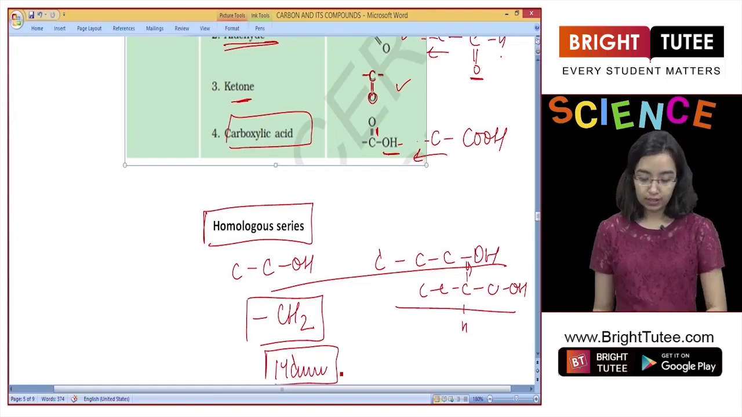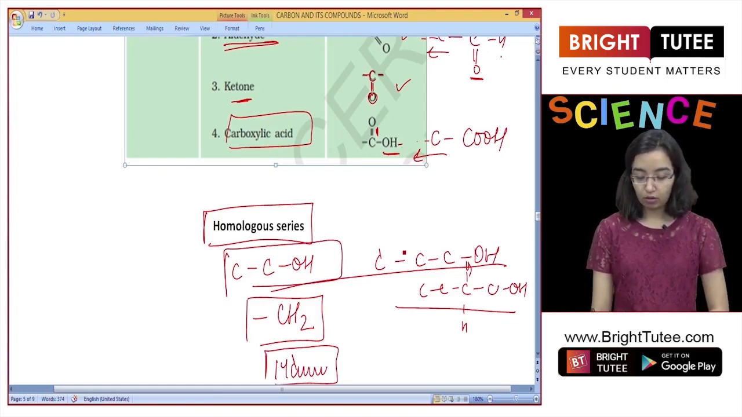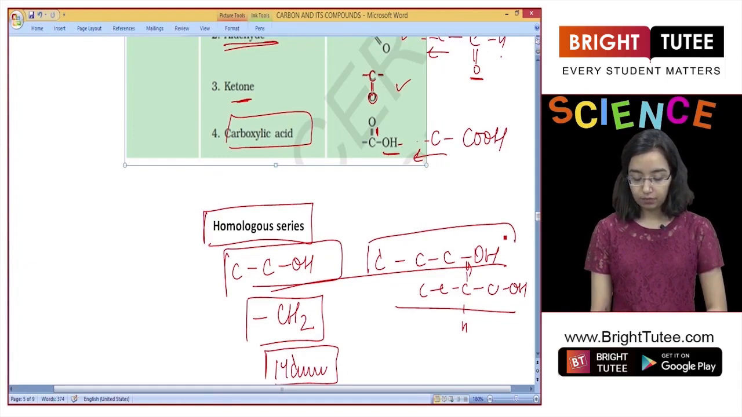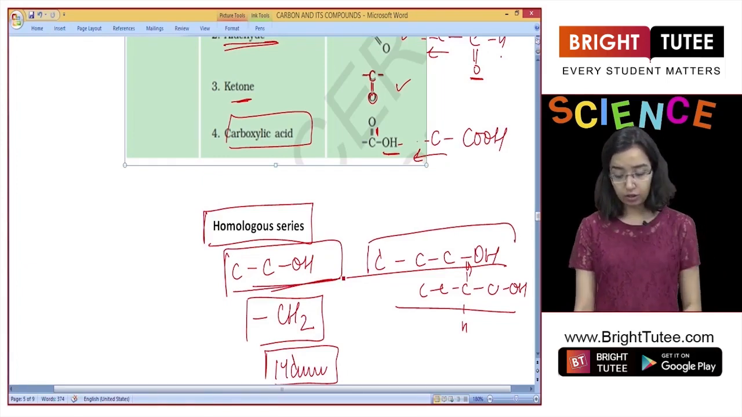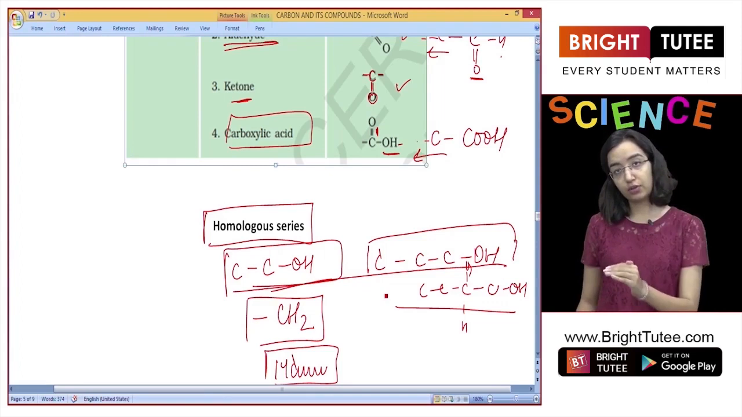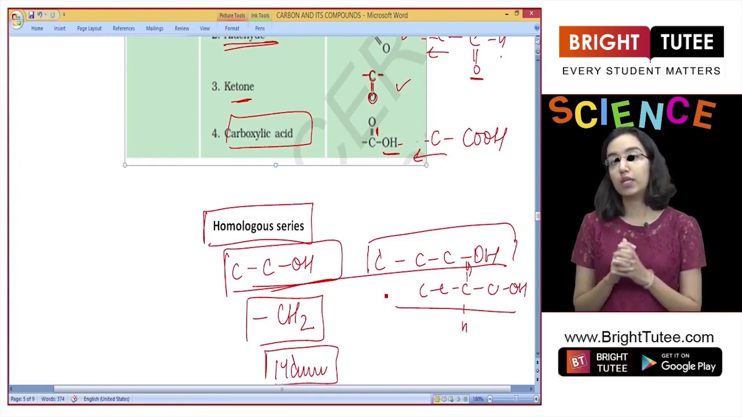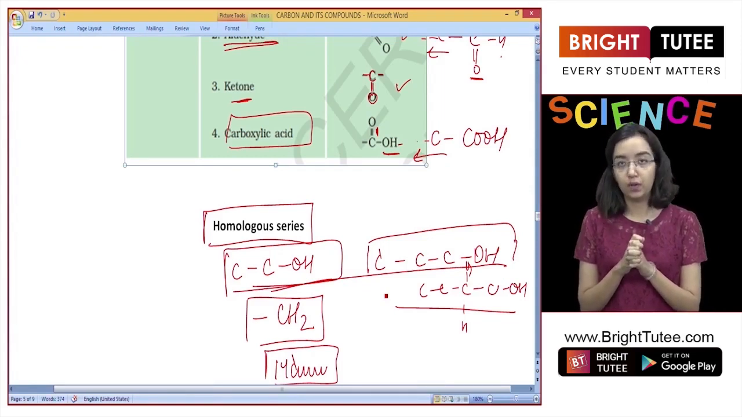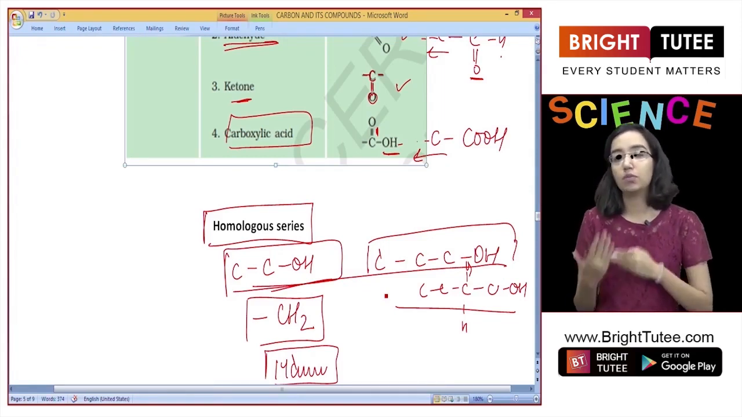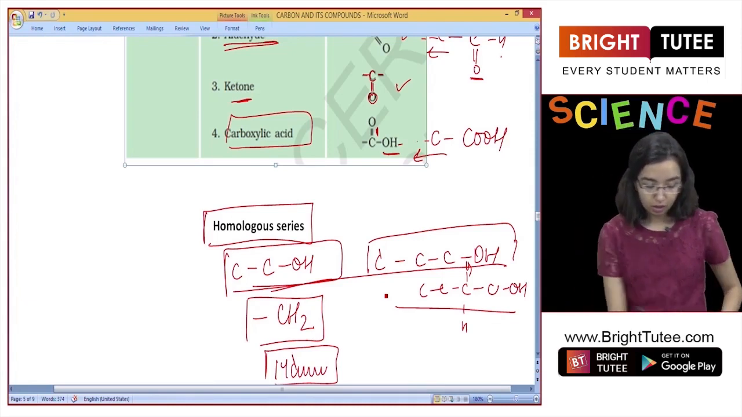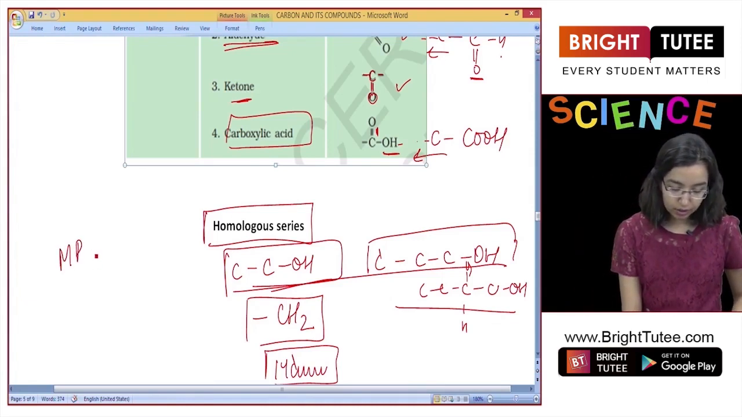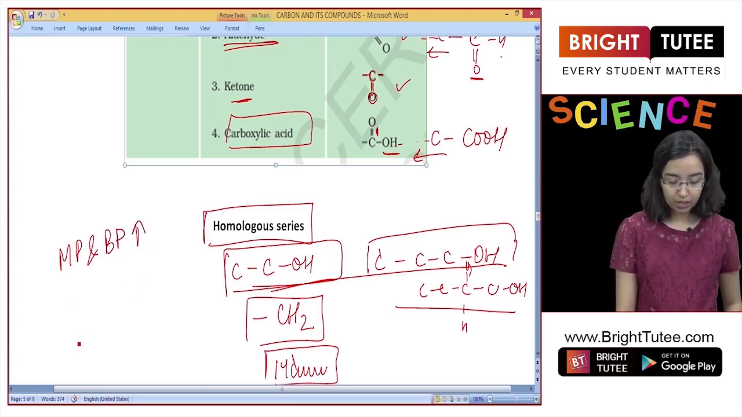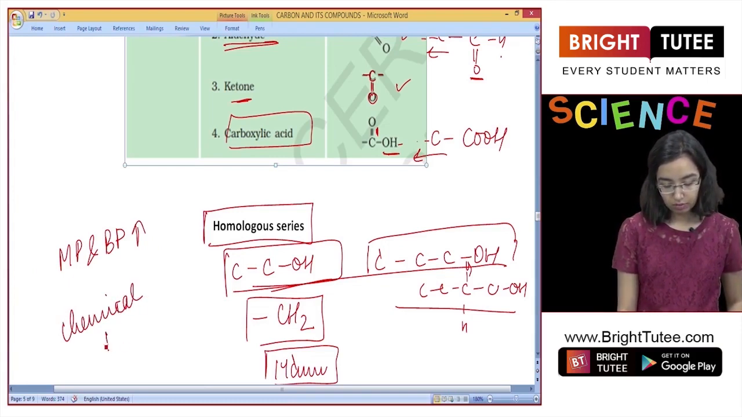As you go down a homologous series, for example, from ethanol to propanol to butanol, as you go down the series of alcohol, you will see that some properties are common. The chemical properties are common, but the physical properties show some gradation. The melting and the boiling point increases with the increase in the number of carbon atoms. So we have understood that the melting point and the boiling point increase as we increase the number of carbon atoms, but the chemical properties remain same.